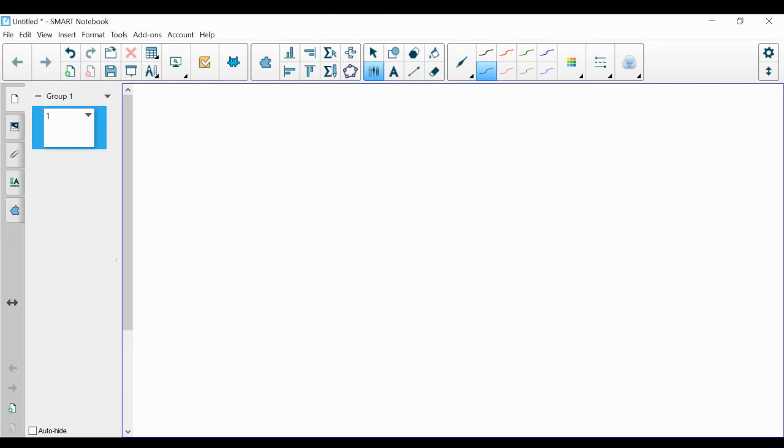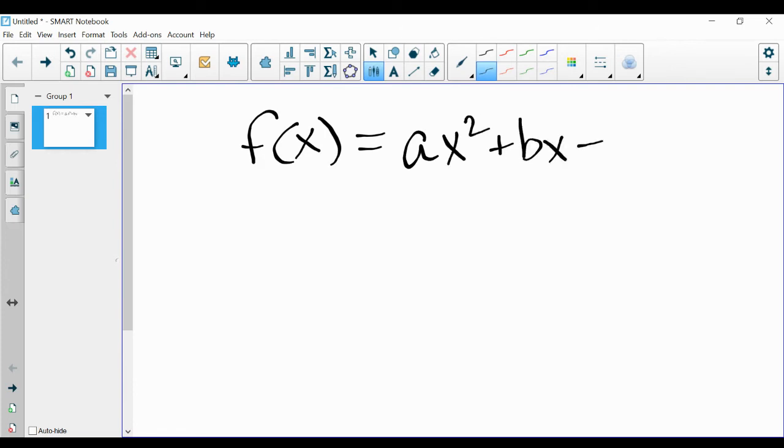So I want to talk a little bit about standard form of a parabola. All right, so this is standard form of a parabola. f of x, just a fancy way of saying y, is equivalent to ax squared plus bx plus c. And so you'll see an a, b, and a c. And these are really important parts and can help us in identifying a lot of things with a parabola.